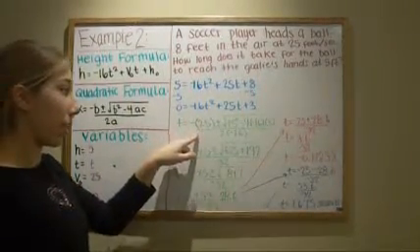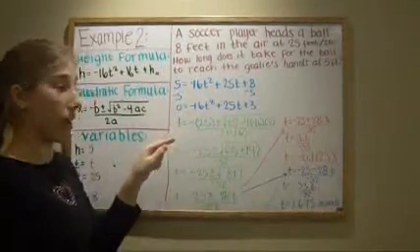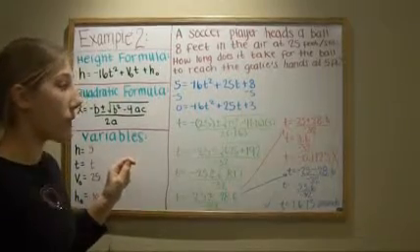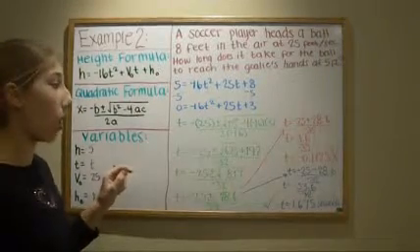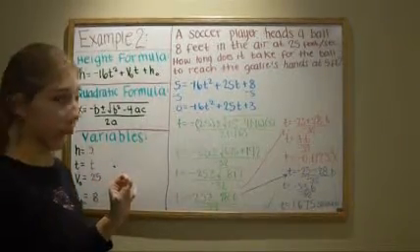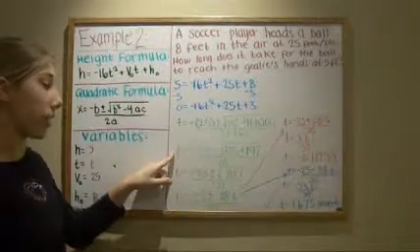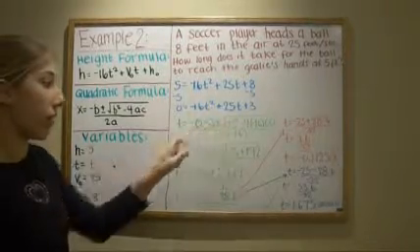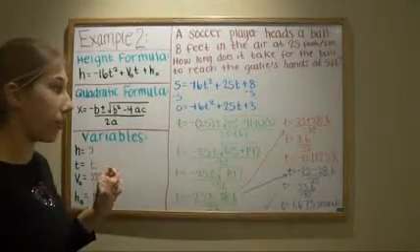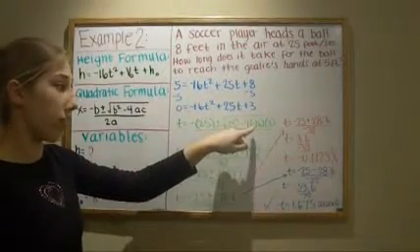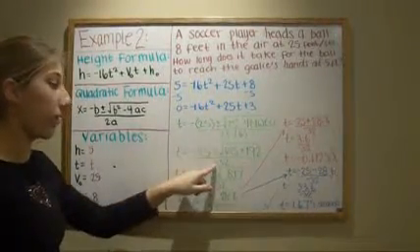So t equals negative b, 25, plus or minus the square root of b squared, 25 squared, minus 4 times a, negative 16, times c, which is 3, all over 2 times a, negative 16. Continuing, you have t equals negative 25 plus or minus the square root of 25 squared, which is 625, plus 192, which is negative 4 times negative 16, 64, times 3 is 192, all over negative 32.